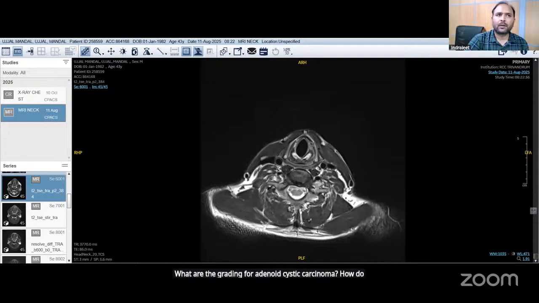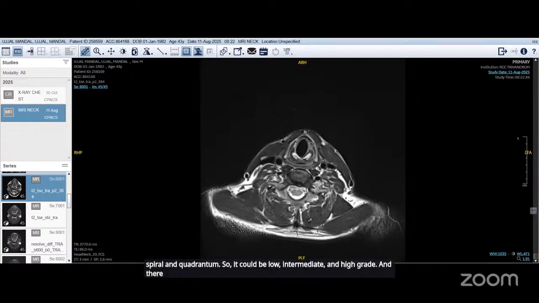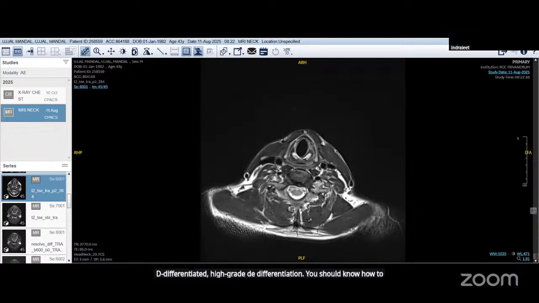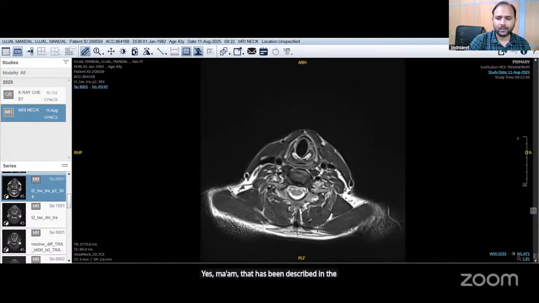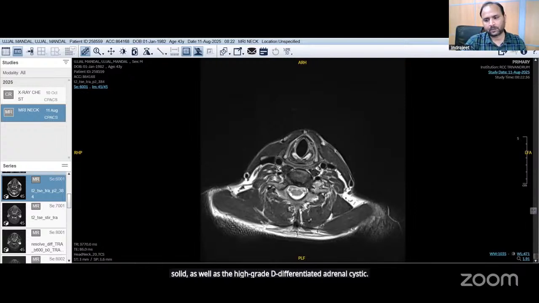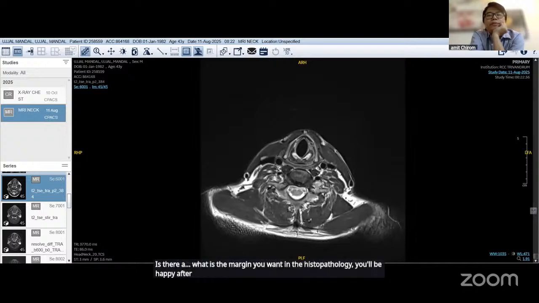How do you define the grade? I'm not sure, ma'am. So it could be low, intermediate, and high grade. And there is one more thing, de-differentiated, high grade de-differentiation. You should know how, yes, ma'am. That has been described in the latest WHO classification: dedifferentiation, as well as the high grade de-differentiated adenoid cystic. What is the margin you want in histopathology, when you'll be happy after doing parotid surgery?